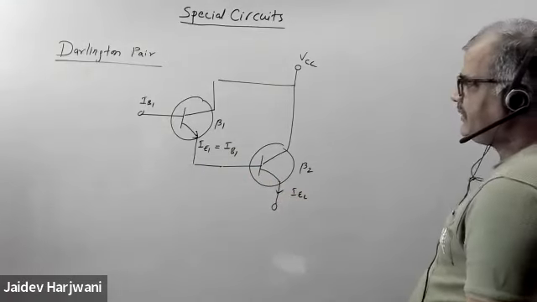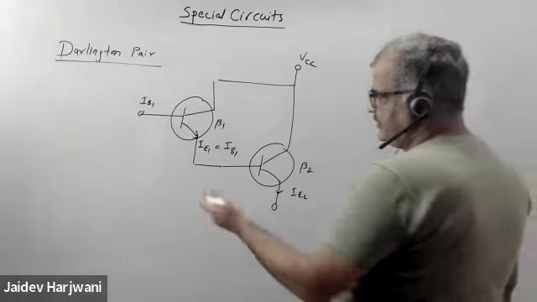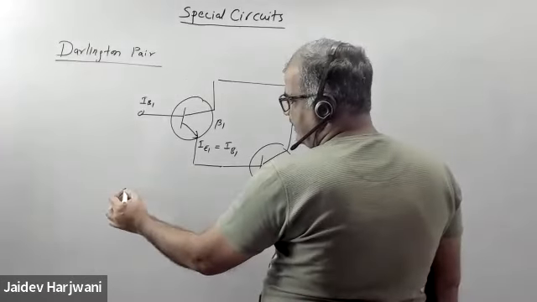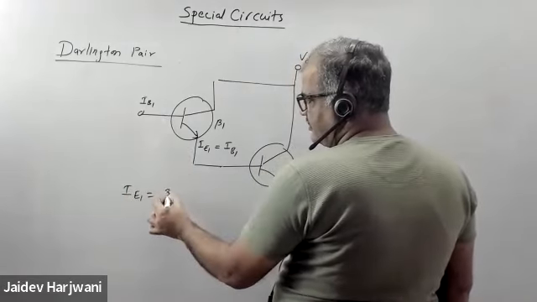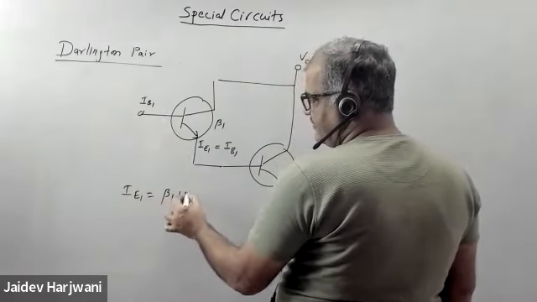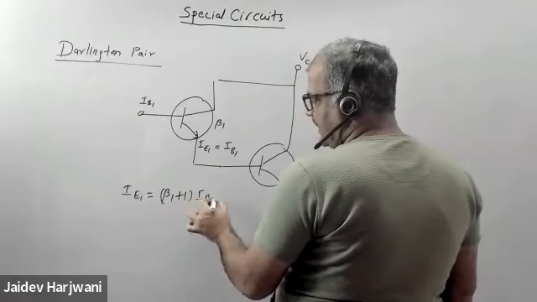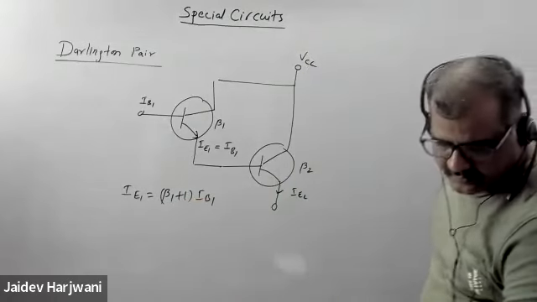So if I write your IE1, IE1 is how much? Beta 1 plus 1 IB1, isn't it?